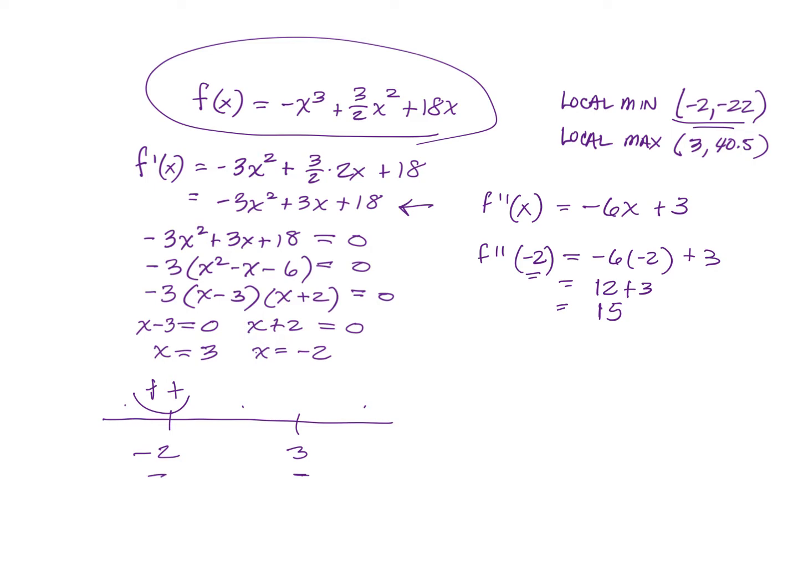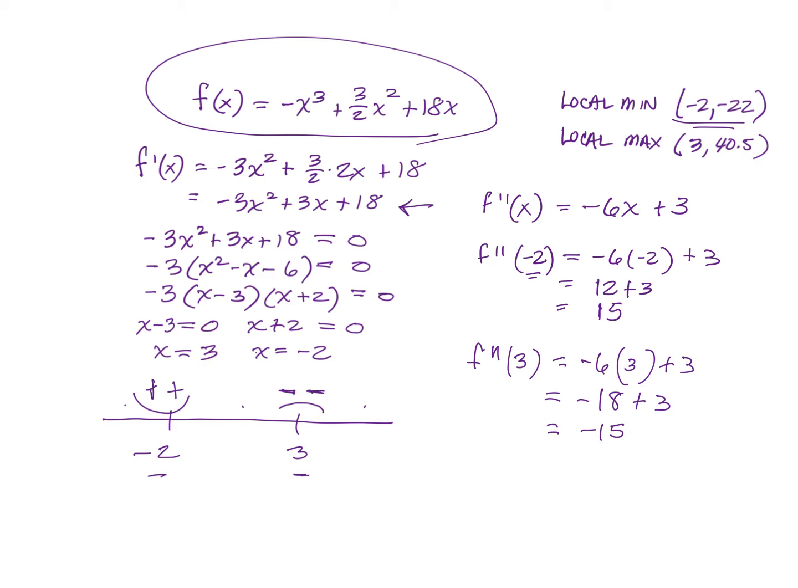And then we can test the concavity at 3. So we get f double prime of 3, and what we get is -6 times 3 plus 3, which is -18 plus 3, which is -15. So we have a negative, concave down situation, right? And I put the 2 plus signs here and the 2 negative signs here because it's the second derivative, so I'm just representing it that way. So we have a concave down situation.